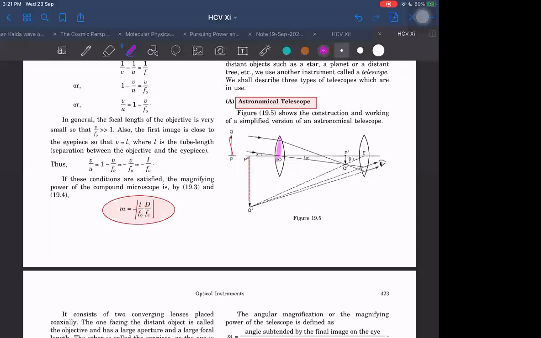That is the objective. So for the strained eye, what is the magnification? For the strained eye, the magnification will be L by F naught into 1 plus D by Fe. Means in place of D by Fe, the formula will change: D by Fe for the normal eye and 1 plus D by Fe for the strained eye. That will be the difference.